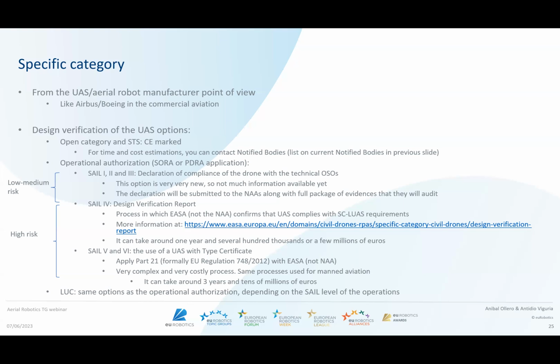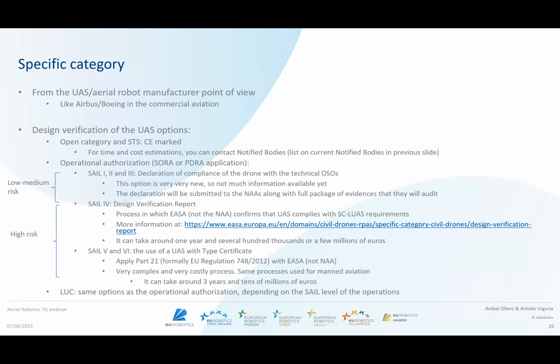For SAIL 4, which is even more risk, you need to pass a design verification report process. This is a process with EASA, not with the National Aviation Authority. It confirms that the UAV complies with some requirements called SC Light UAS, and you can have more information there. And this is very costly. It could take around 1 year. It's like certifying an aircraft, but it's some kind of certification. And it could be several hundred thousand, a few million euros, just the effort to do it. So just to give you an idea, okay? This is my personal opinion, but it will be around that.